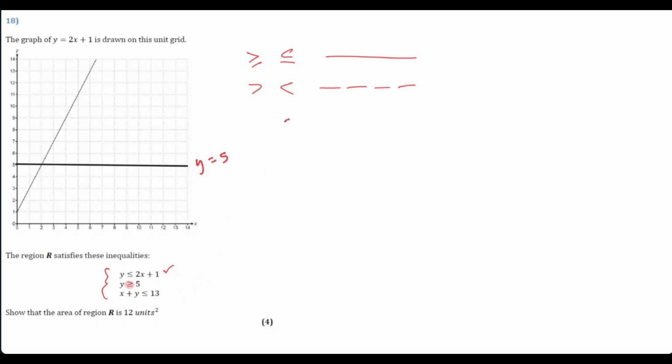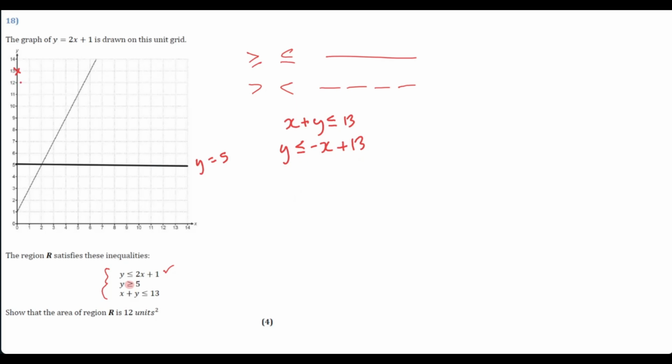With the x plus y is less than or equal to 13, I'm going to rearrange for y equals mx plus c. So I'm going to take away the x. So that's what we have. Okay, so our y-intercept is 13. So we're going to go from there.